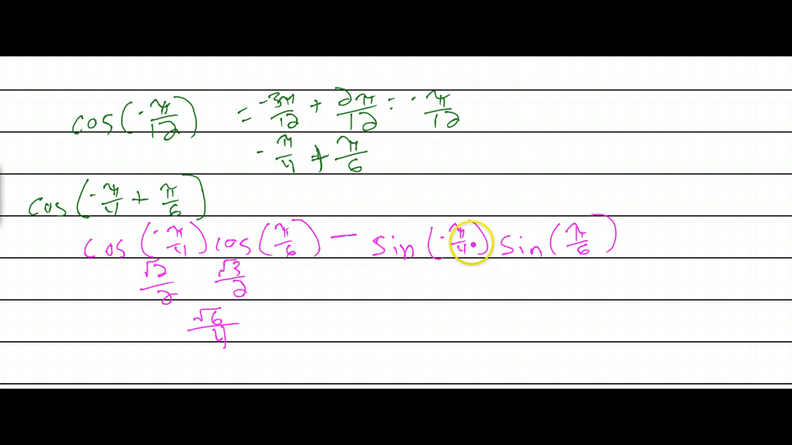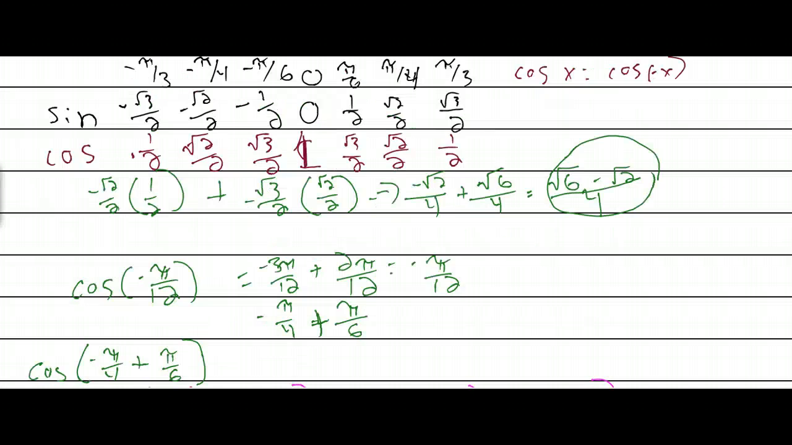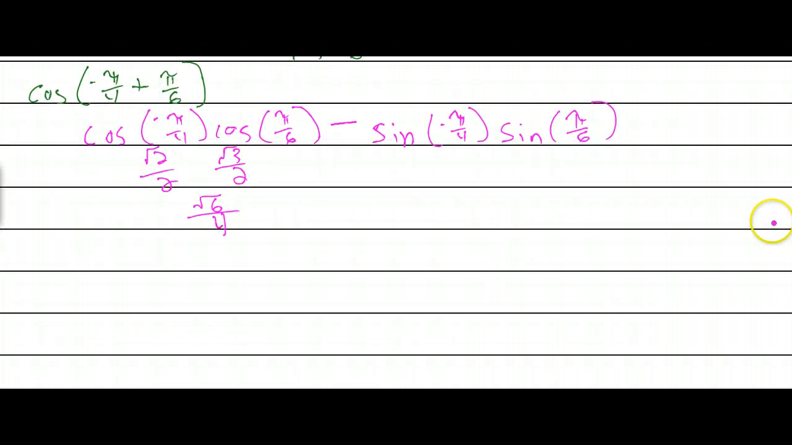Now sine of negative pi over 4, we know that is negative square root of 2 over 2. And sine of pi over 6 is just 1/2. So we know this is going to be negative square root of 2 over 4. So you combine like things. Square root of 6 minus the square root of 2 all over 4. And again, you cannot reduce this anymore because they're not the same. Square root of 6, you cannot subtract the square root of 2 and say it's square root of 4. That's not right. Okay, so this is going to be your final answer.